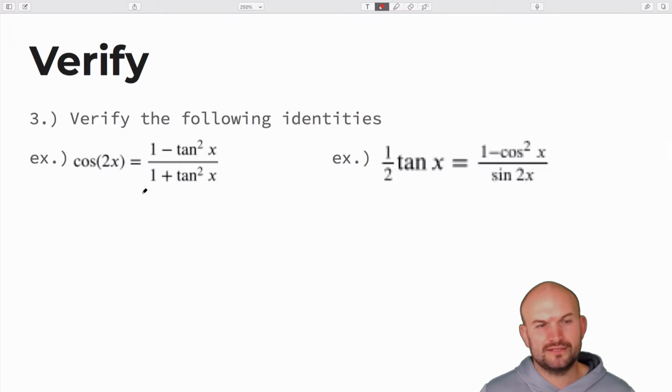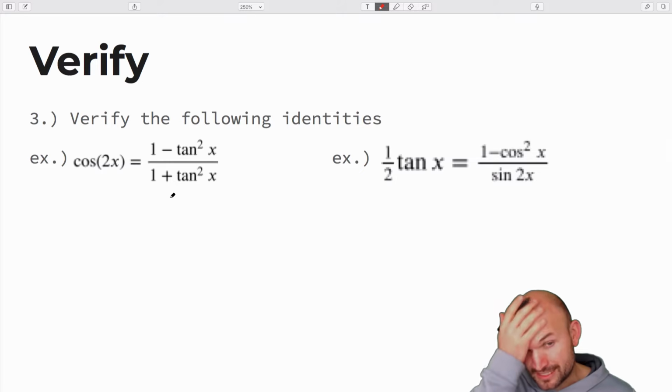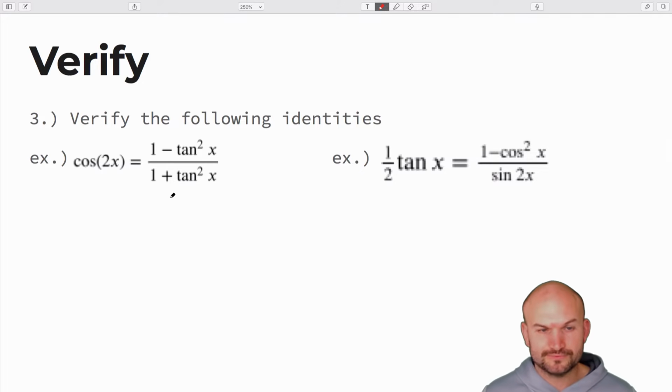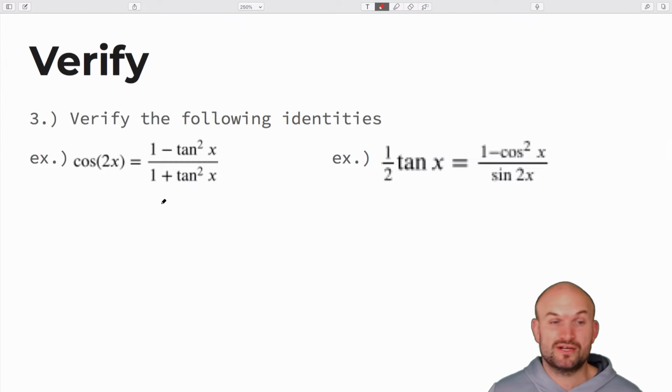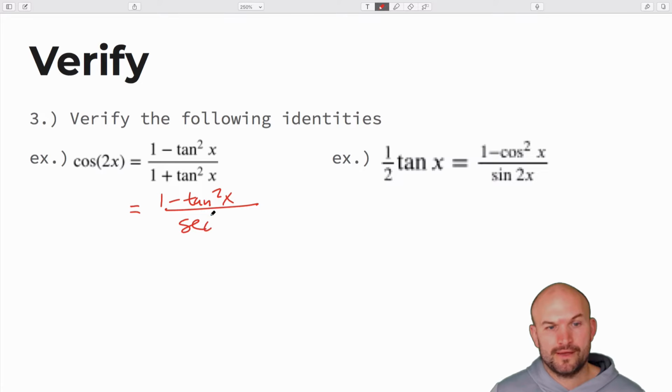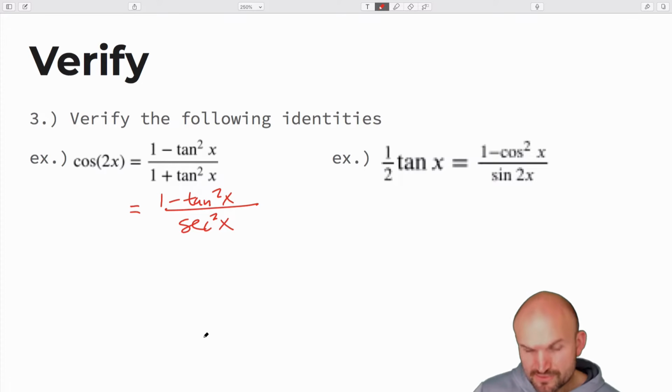Now, again, these don't divide out, right? So we got to think, all right, what can I do? And I recognize a tangent squared. And typically when you see a trigonometric function squared, you want to think the Pythagorean identities. And I recognize 1 plus tangent squared is secant squared, so I'm just going to roll with that. And let's see what we can do from there. Okay, and it doesn't look like that really helps us much.